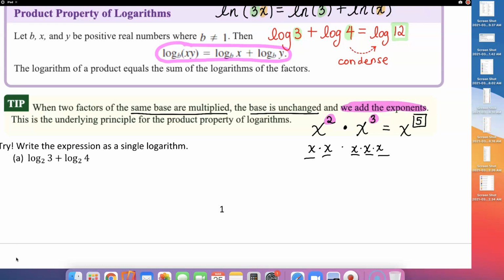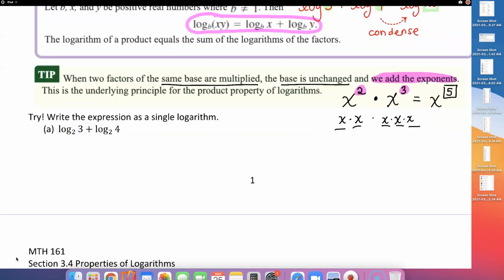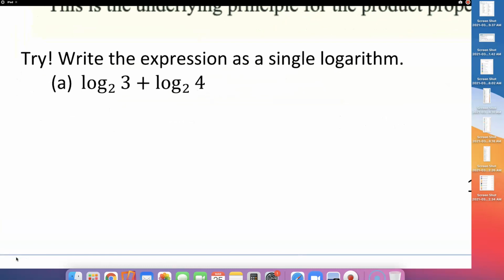So let's take a look at this. Example A is asking you to write the expression as a single logarithm. What you need to check first is if they have the common base. This is log base 2. This is also log base 2. If they are the same, we can combine and condense it into a single log. If they are not the same base, then we cannot go further. If that number was 2 and the other number was 5, I'm talking about the bases, then we can't combine these.